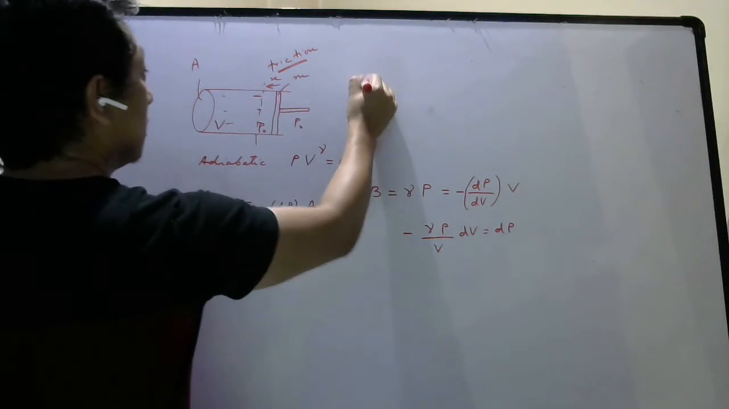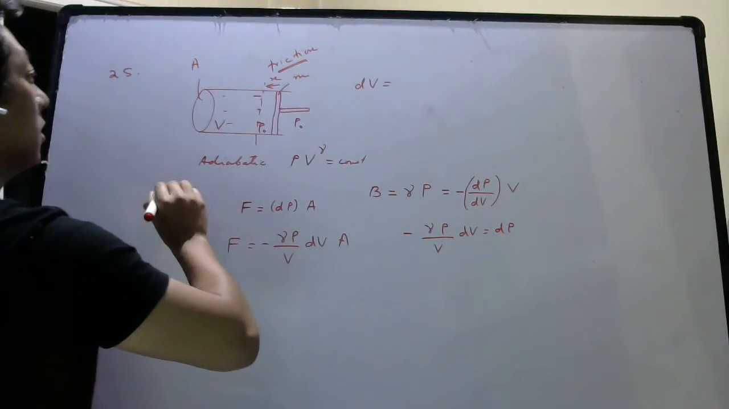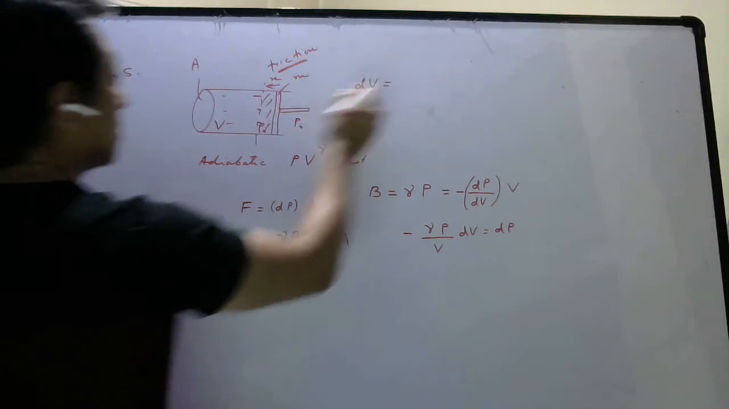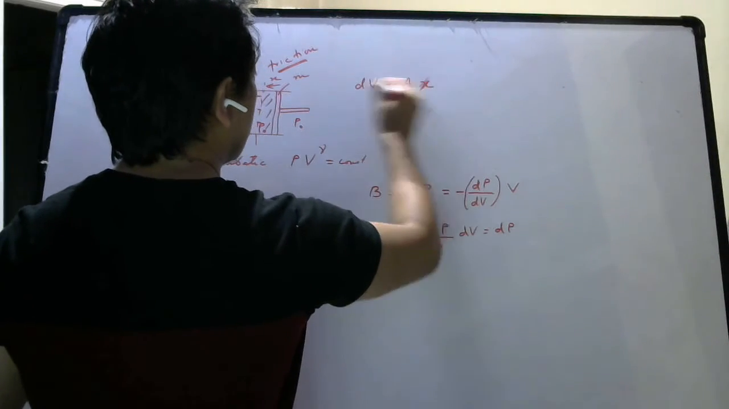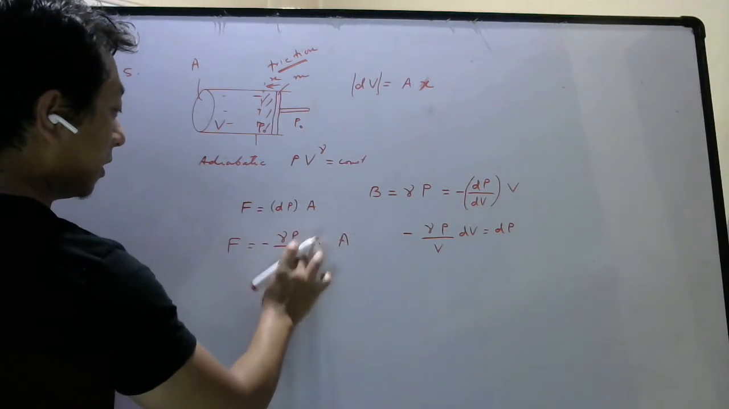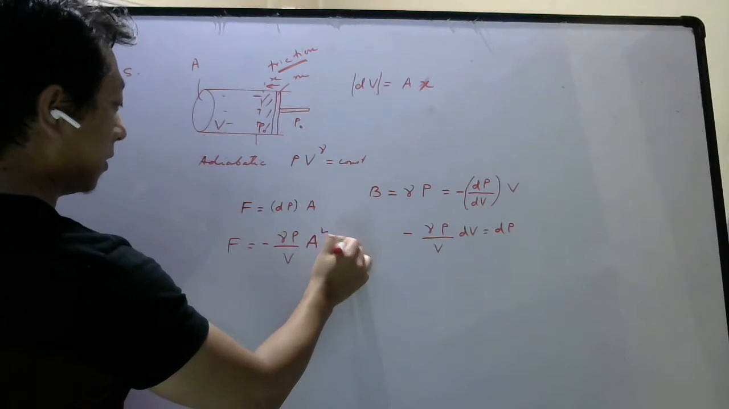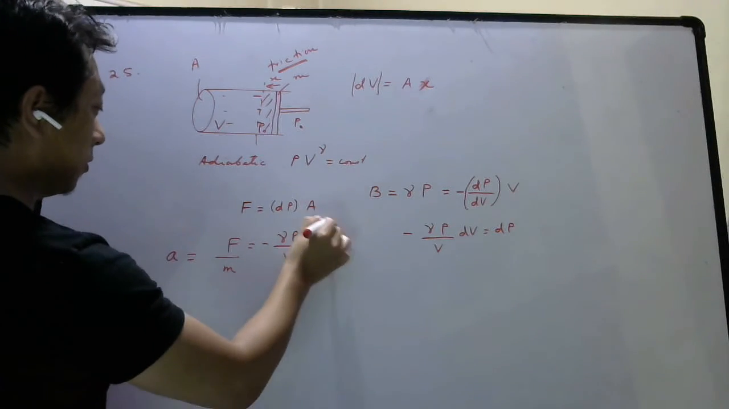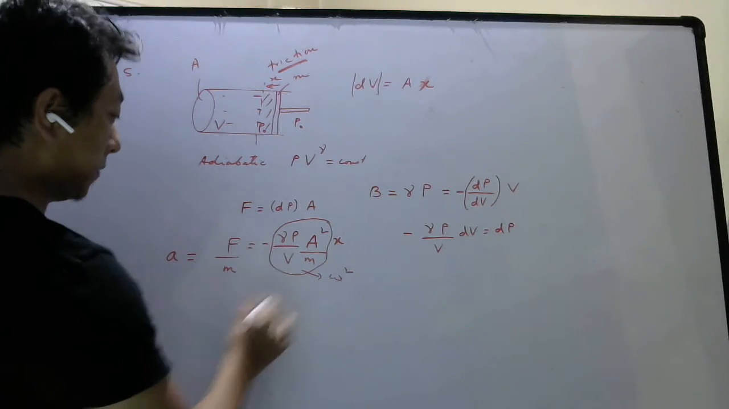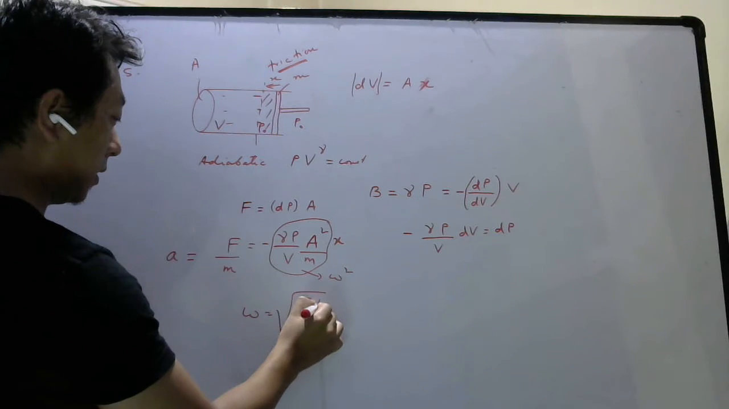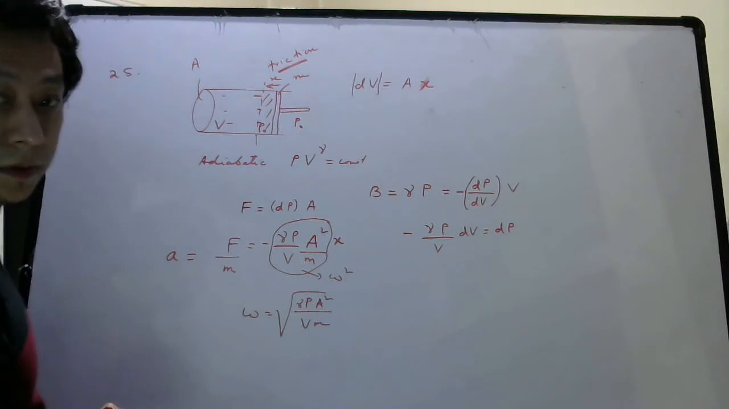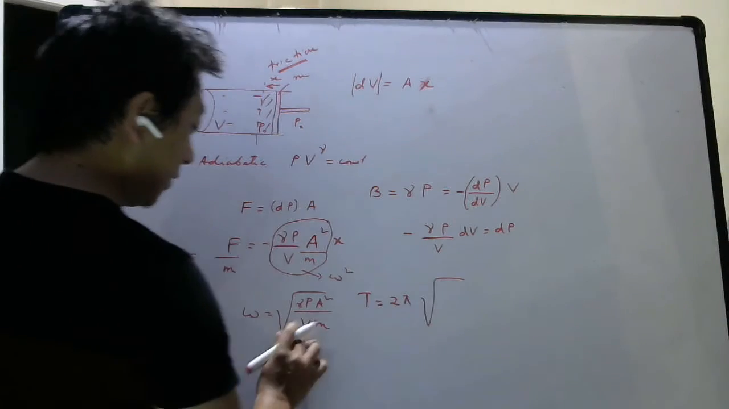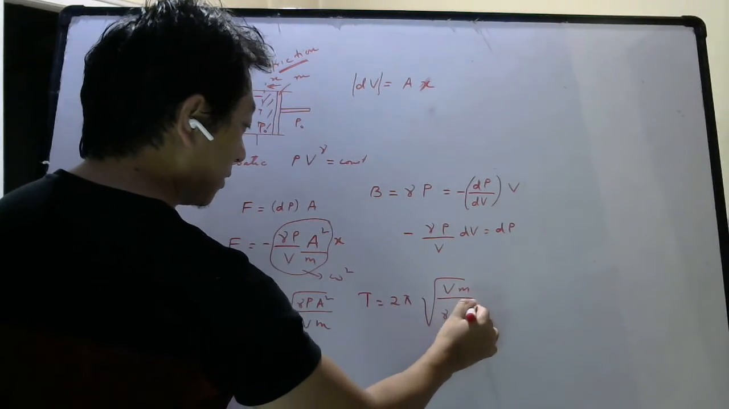Now what will be dV? Like in the previous problem, dV will be the decrease in the volume here. Area is A and this distance is x, so the change in the volume is area into x in magnitude, okay? If you substitute A into x, this A into A will become A square into x. Then if you divide by mass, that will be your acceleration, and therefore this quantity will be your omega square. So omega will be root of gamma P A square by Vm. And time period will be 2 pi divided by this, which means 2 pi root over Vm divided by gamma P A square.